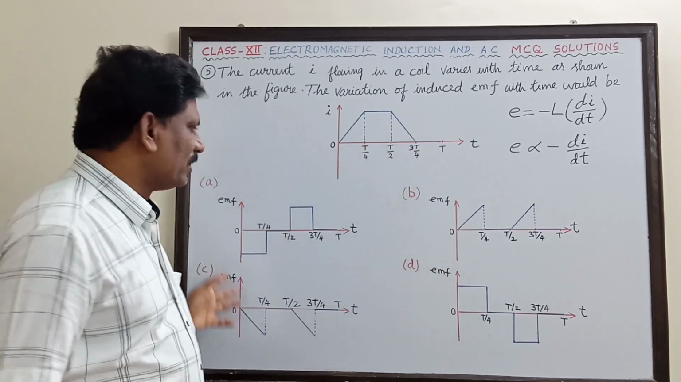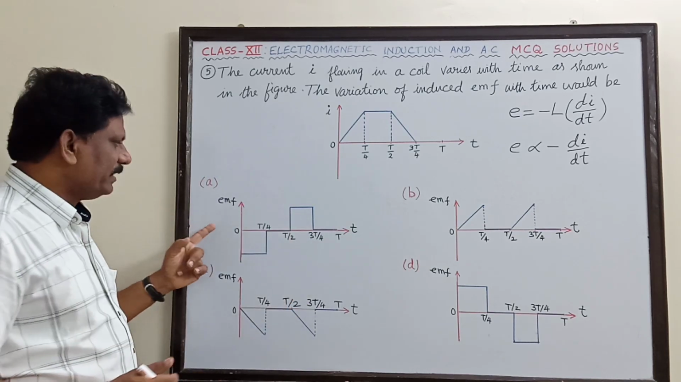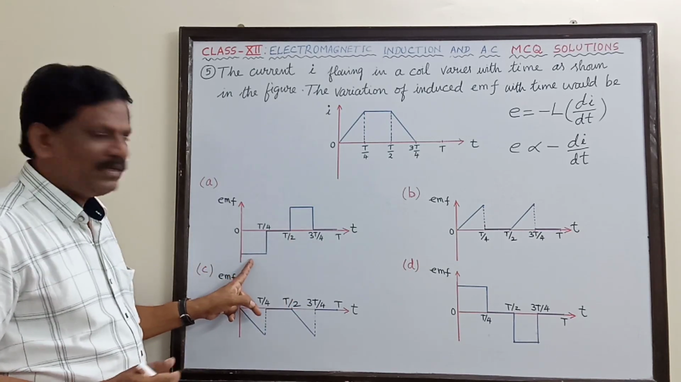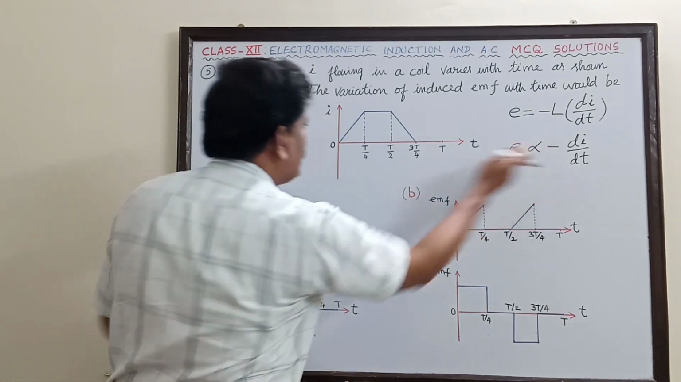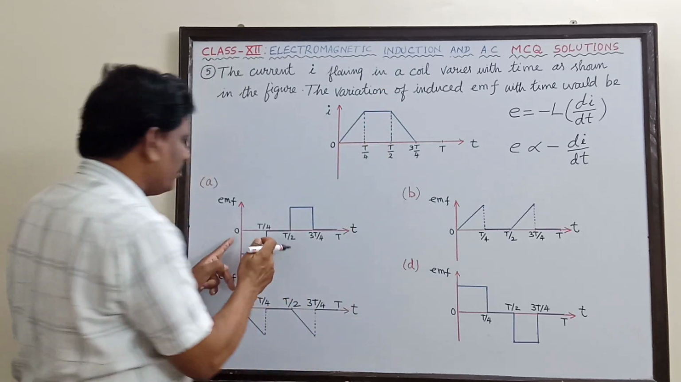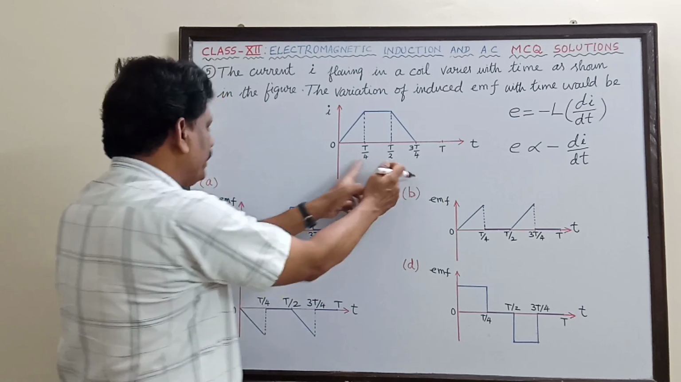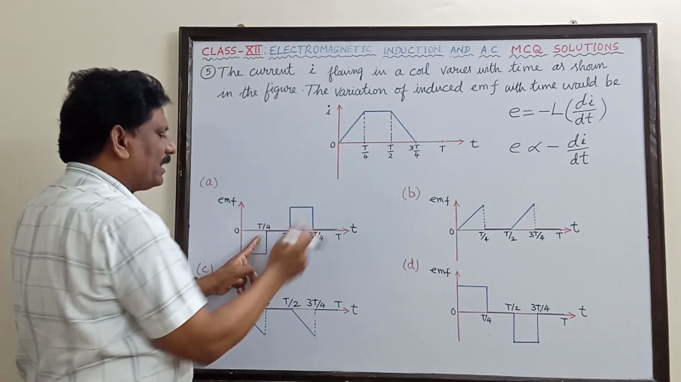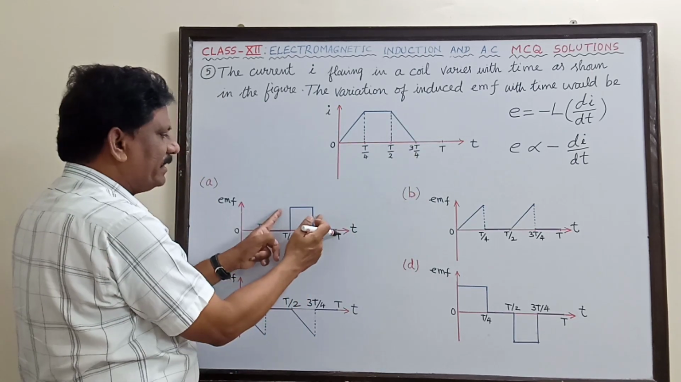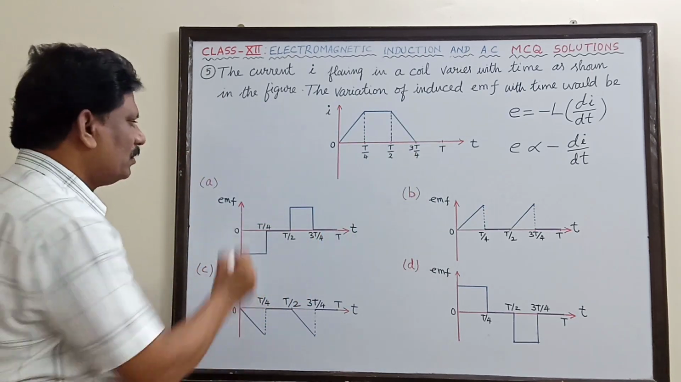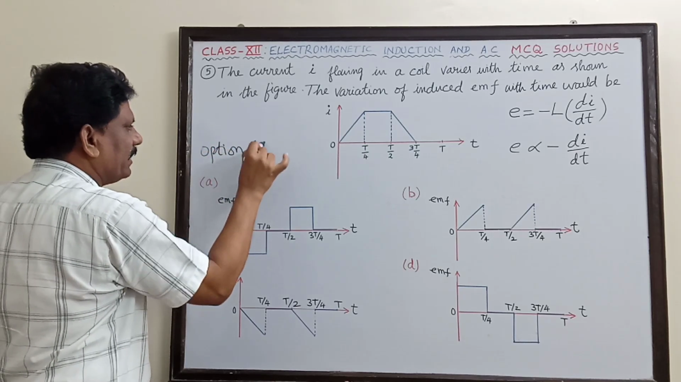So which of these 4 graphs will be correct? The first itself, you see here the EMF is negative during the interval 0 to t by 4. So from this equation you see when the current increases, then EMF will be negative, back EMF. Then t by 4th to t by 2, here there is no variation in current, so EMF will be 0. And again here when the current decreases, the EMF will be positive. So this option, option A is the correct answer.